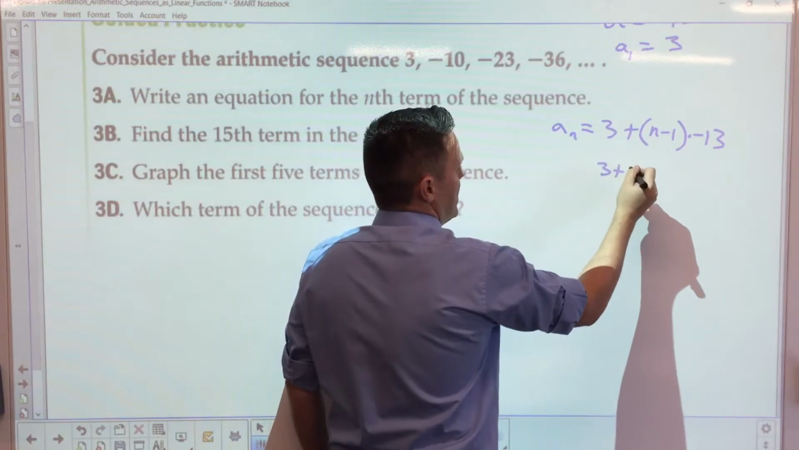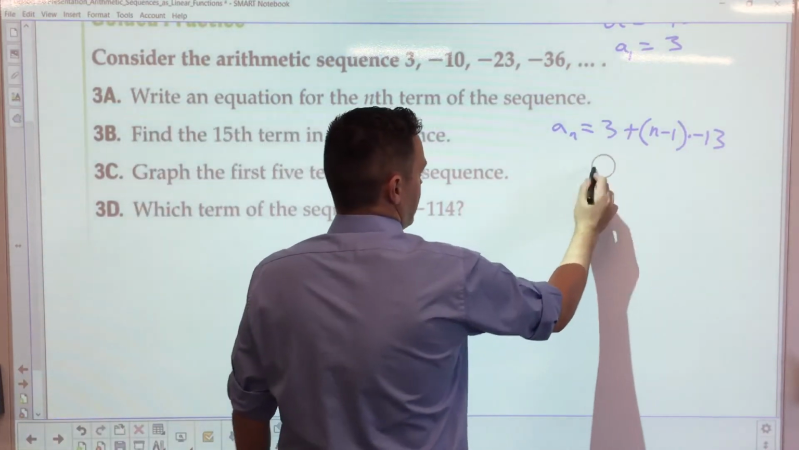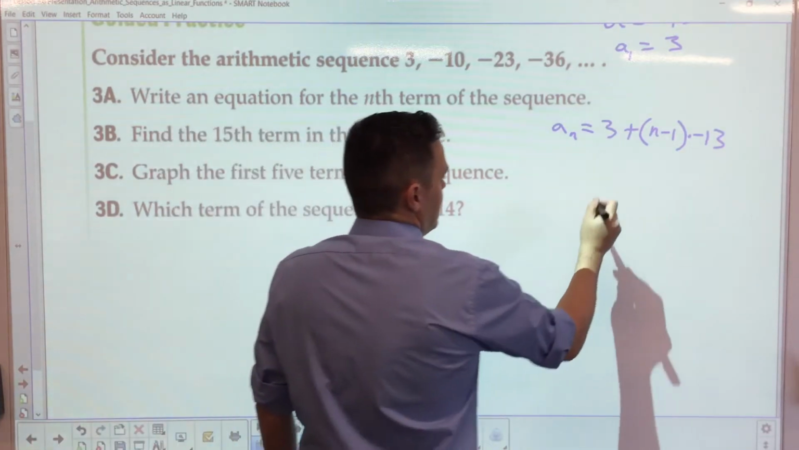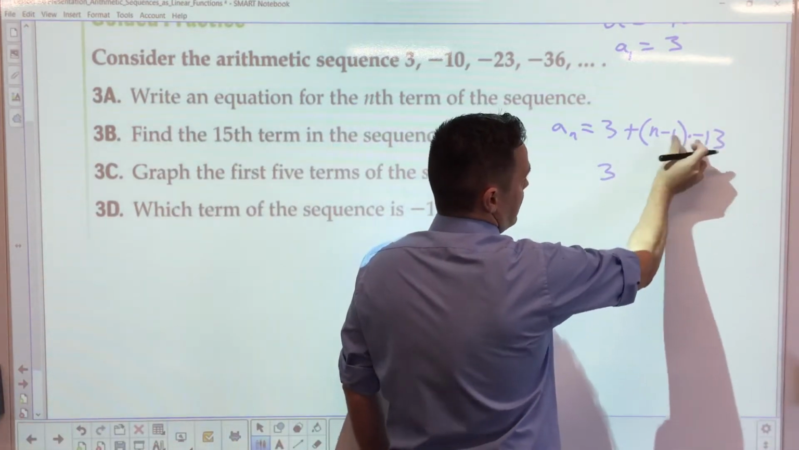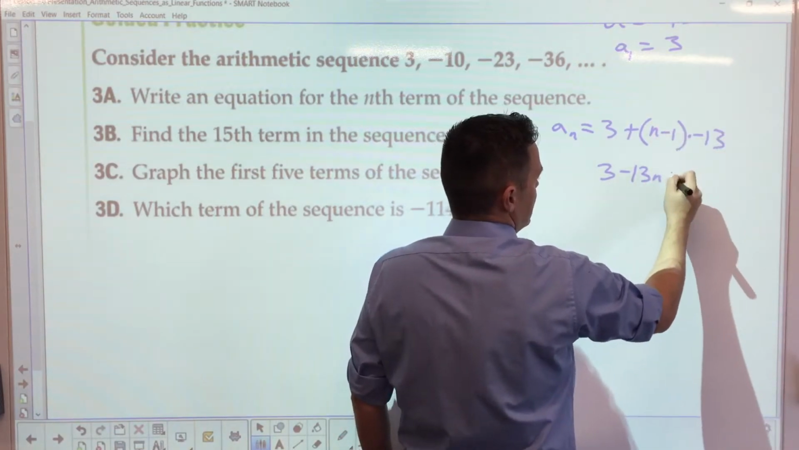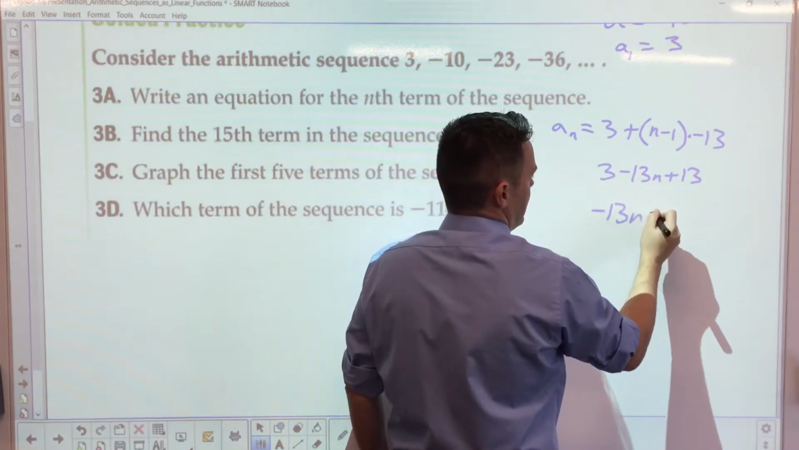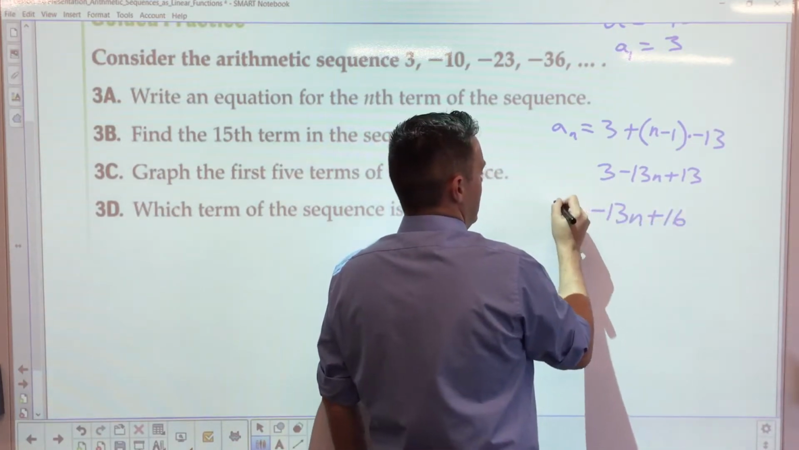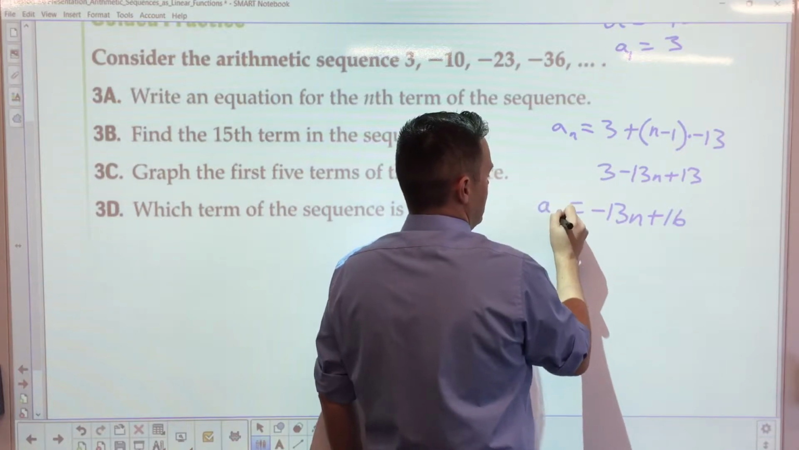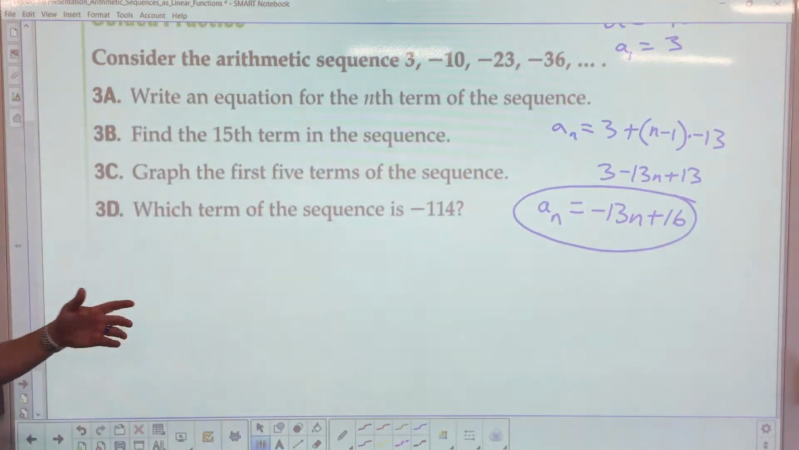So I'm just going to go 3 plus, but actually it's not 3 plus, because it's going to be 3, and then negative 13 times n is actually minus 13n. Negative and negative is a positive. Now you combine like terms, and it's going to equal a sub n, so here's your equation. All right, so now we have our equation.